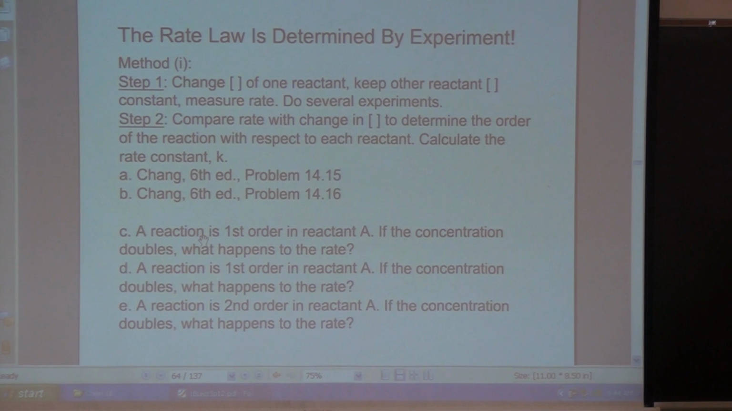If a reaction is first order in reactant A, if the concentration doubles, what happens to the rate? It should double. The reaction is second order in reactant A. If the concentration doubles, what happens to the rate? It should quadruple. Okay. If the concentration triples, what happens to the rate?